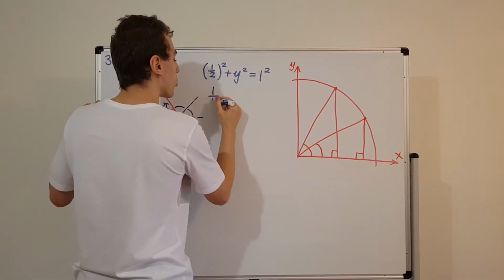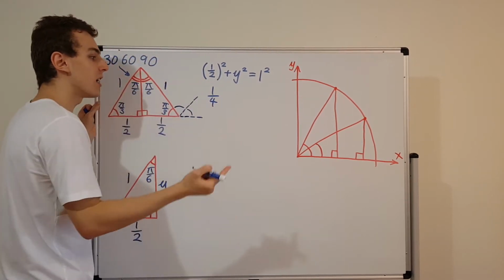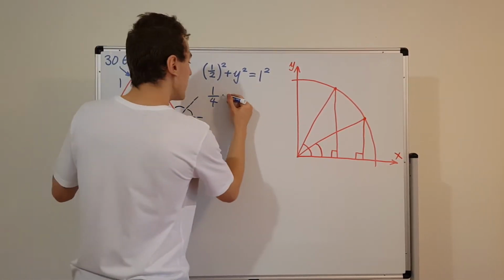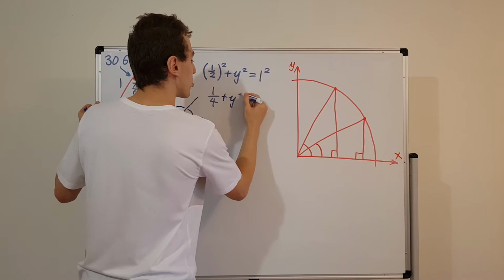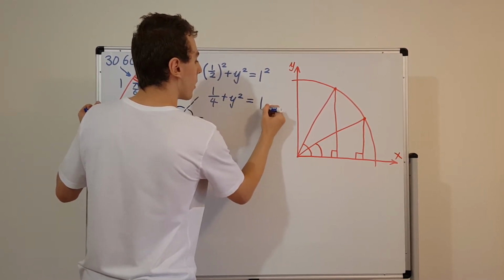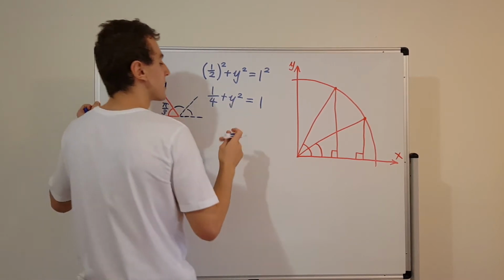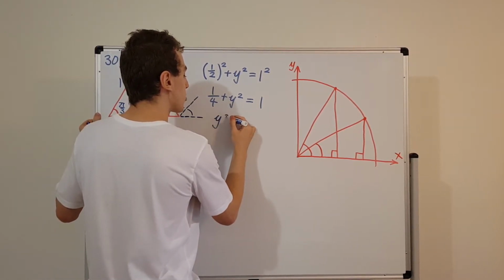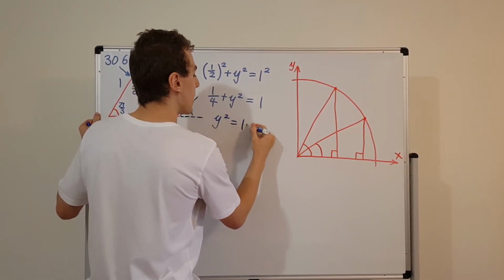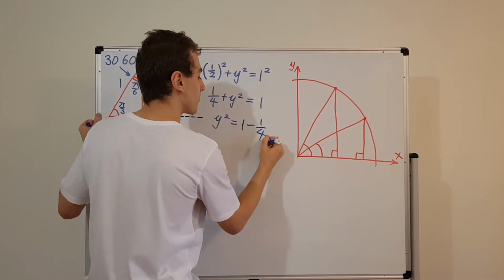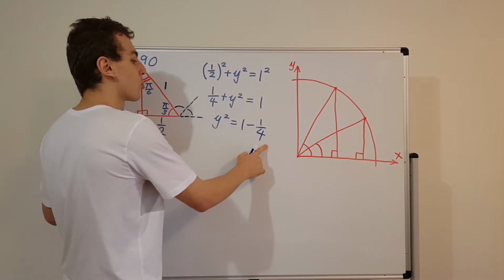We have 1/4, because 1/2 of a half is a quarter. And this is just going to be y squared, and this is going to be equal to 1. So now what we want to do is subtract a quarter from both sides. That's going to give us y squared is equal to 1 minus a quarter. Now what's 1 minus a quarter?